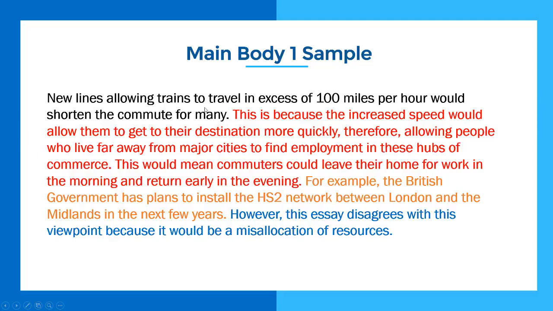So in black, this is a topic sentence, and this is just saying to the reader, this is what I'm going to talk about. This is the main theme, the main topic of the whole paragraph. And then this bit in red is explaining what this means in relation to the question. And then this bit in orange is an example to help support this idea.